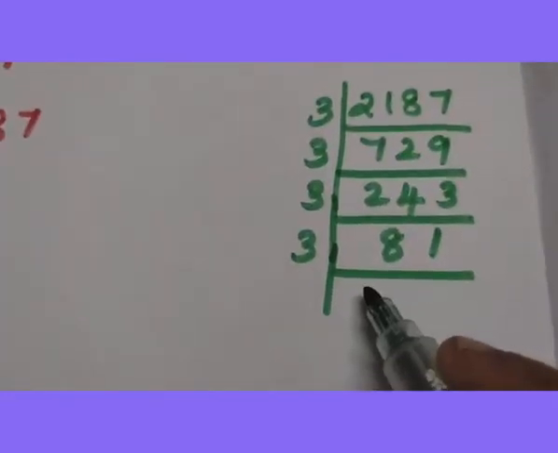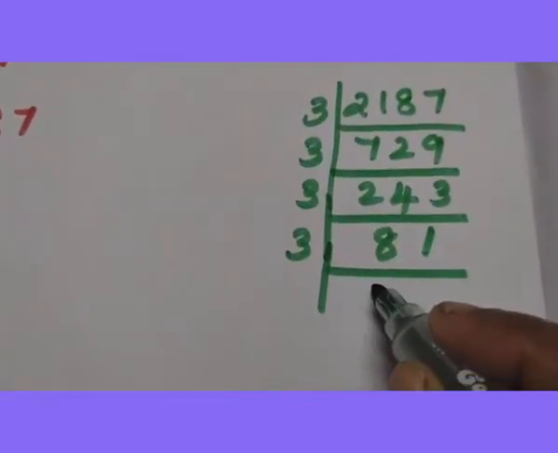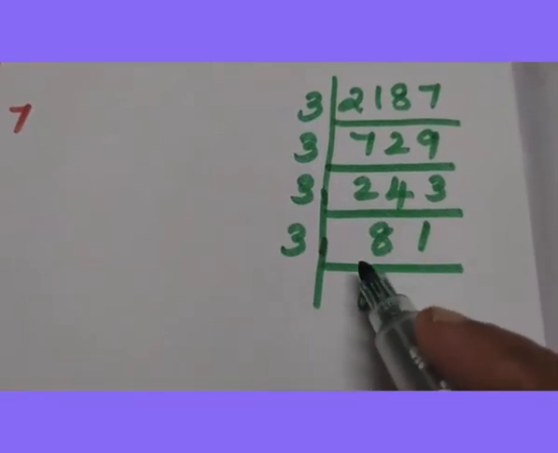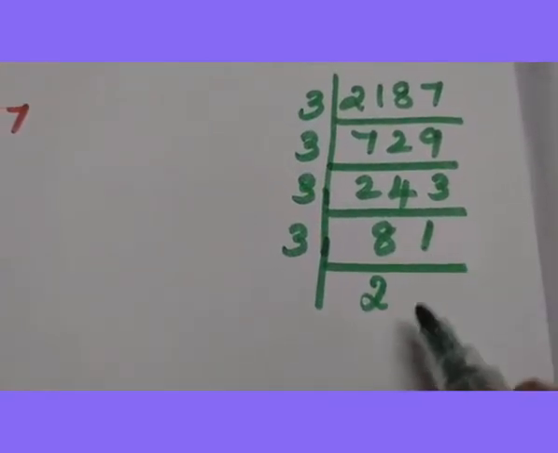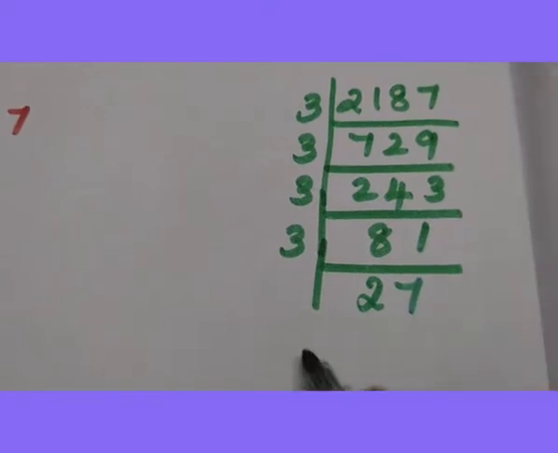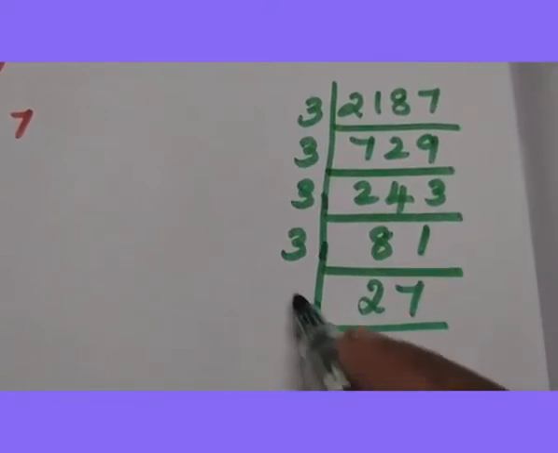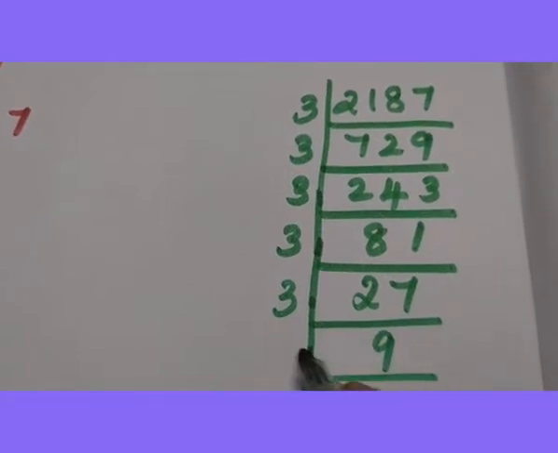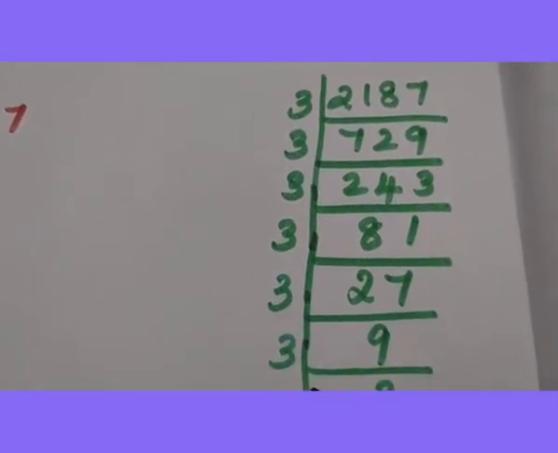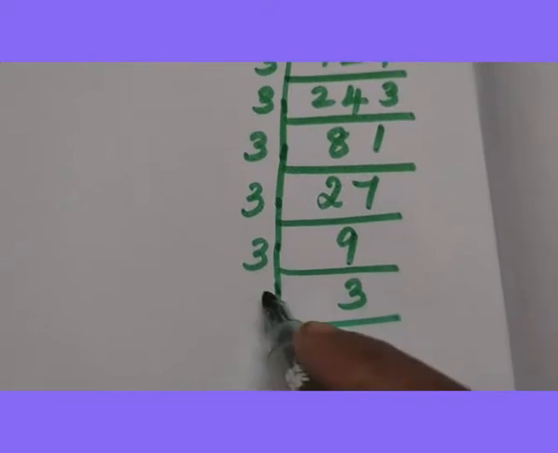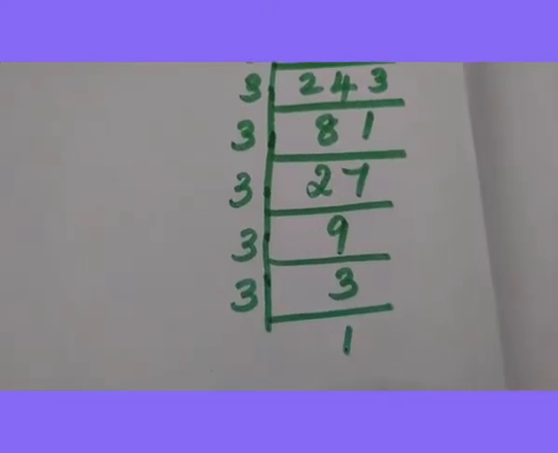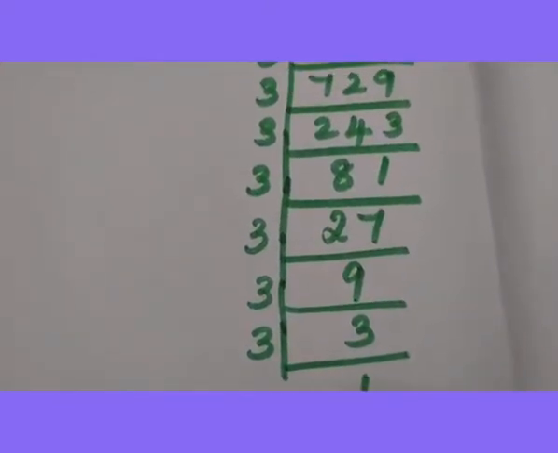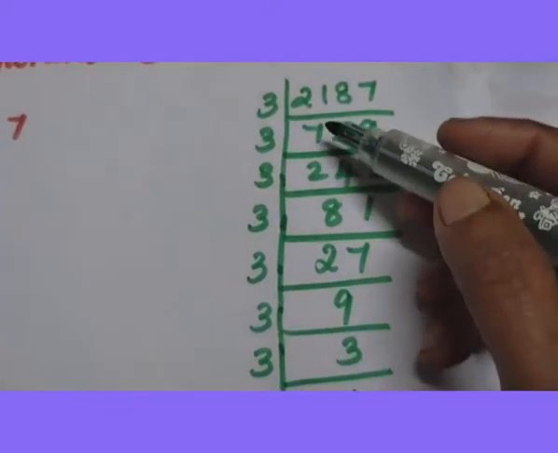So, 3, here 8 is there. 3 2s are 6, is it not? 8 minus 6, 2. 2 and 1 becomes 21. 3 7s are 21. Okay, so again divisible by 3. 9 3s are 27. Again divisible by 3. 3 3s are 9. Okay. Again divisible by 3. 1 3 is 3. Okay. We got the quotient 1. We can stop here.